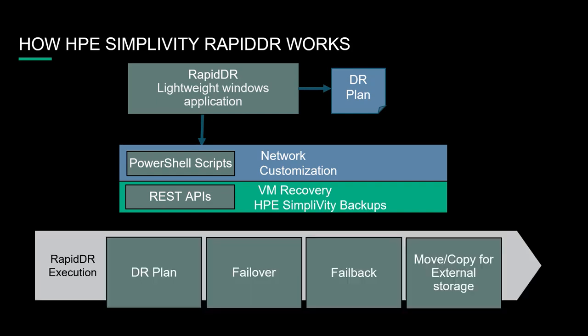HPE SimpliVity Rapid DR execution consists of the following. The Rapid DR plan, wherein you can create or modify a DR recovery workflow and save the recovery configuration file. Rapid DR failover: execute or test a recovery plan with the pre-configured recovery workflow. DR failback: execute or test a failback plan with the pre-configured recovery workflow using the same plan.